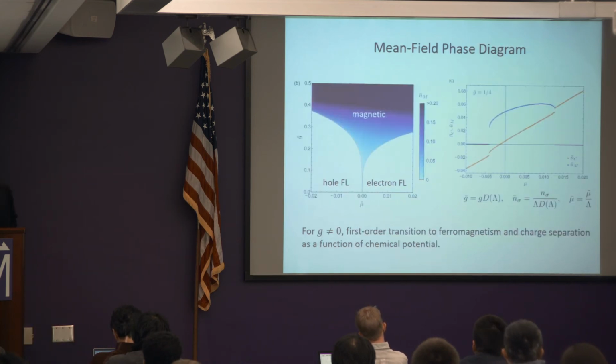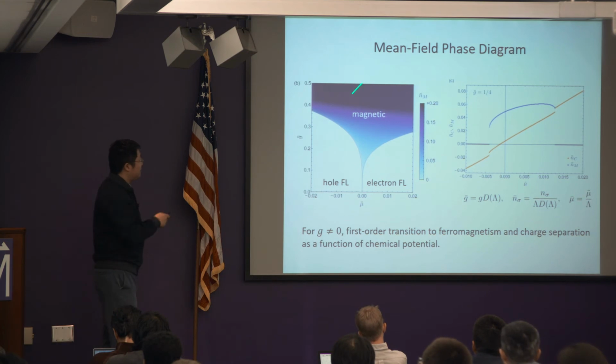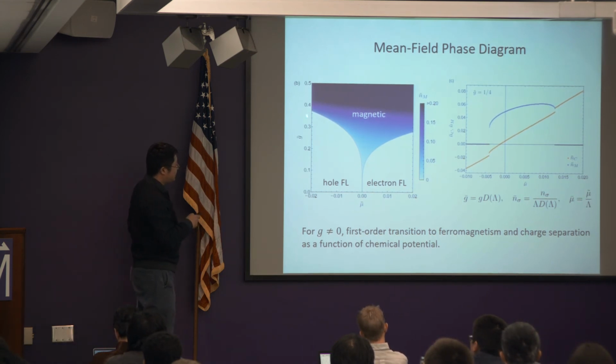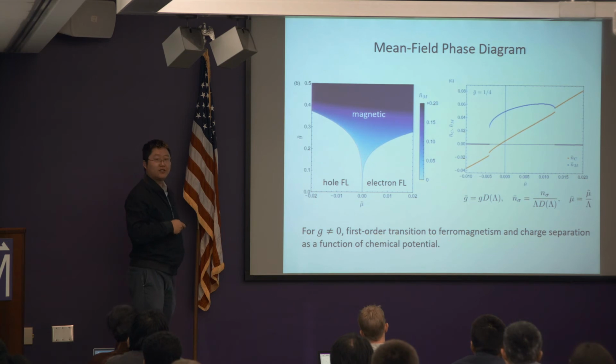So let me first look at the mean field phase diagram. When you turn on interactions, without interaction, the system changes as a function of chemical potential. It goes through a Lifshitz transition.